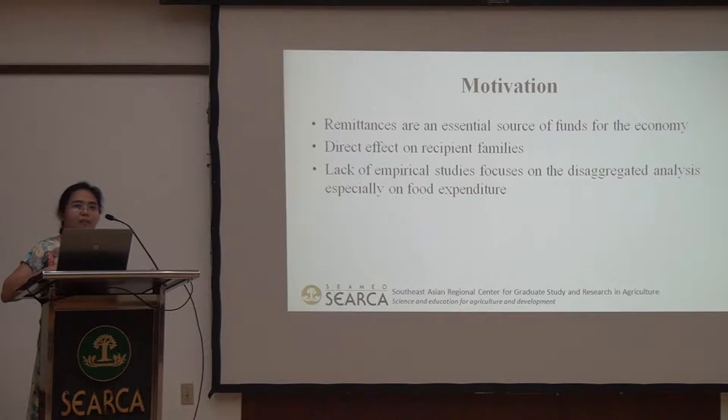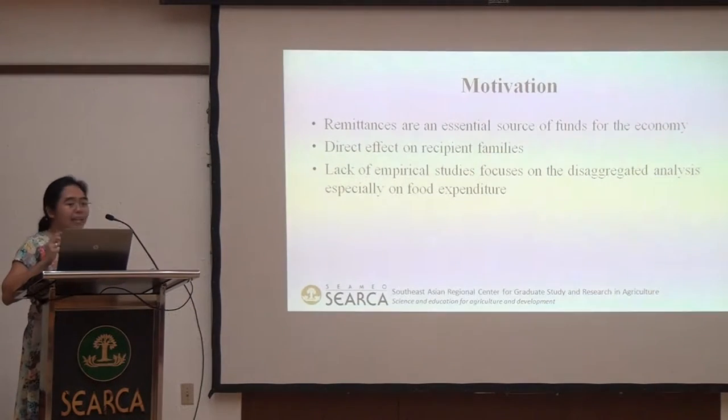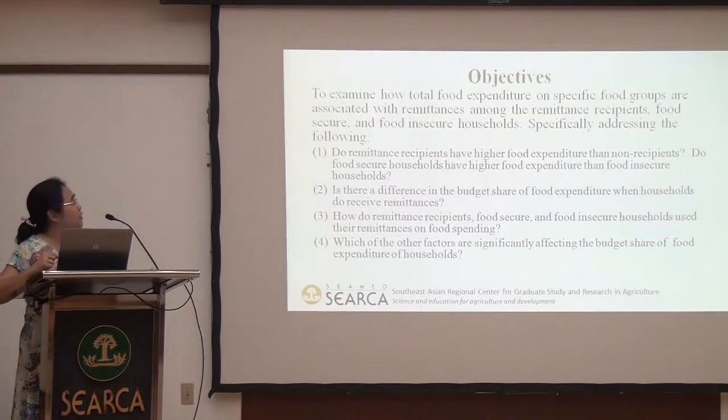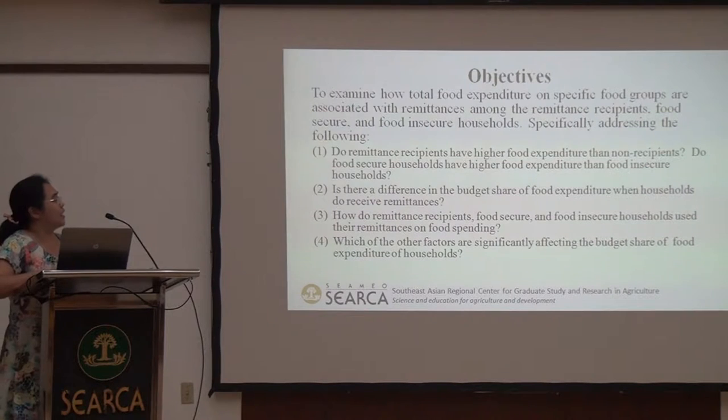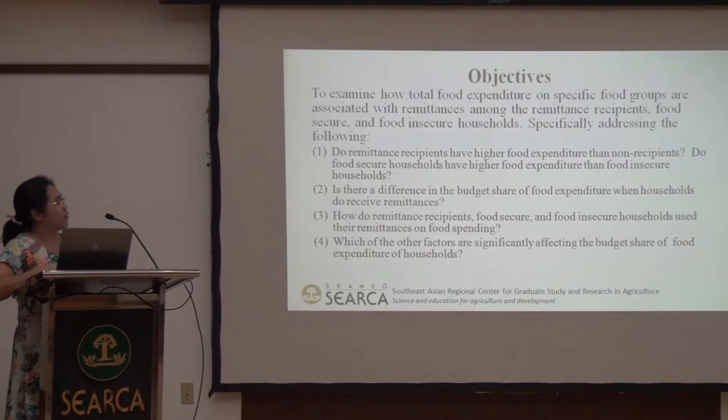It's now divided into six food groups. We have the cereals, animal source food, vegetables, fruits, and oil. And aside from that, we have also categorized three types of households. Alright, so the goal of this study is to examine how total food expenditure on specific food groups is associated with remittances among the remittance recipients, food secure households, and food insecure households.